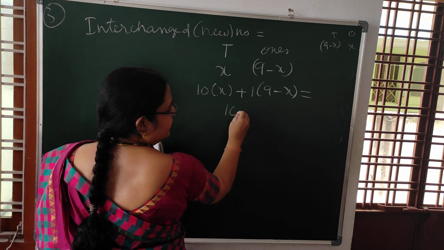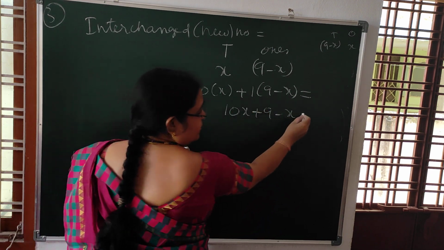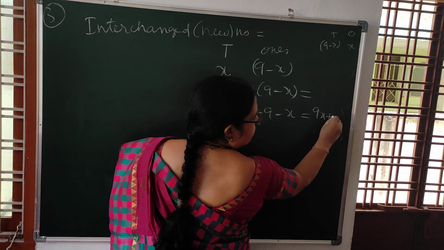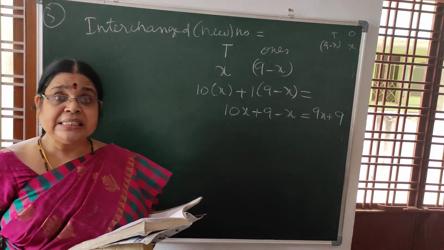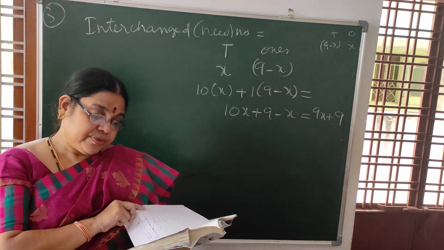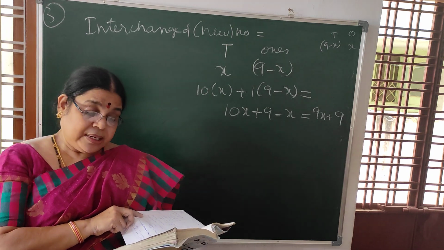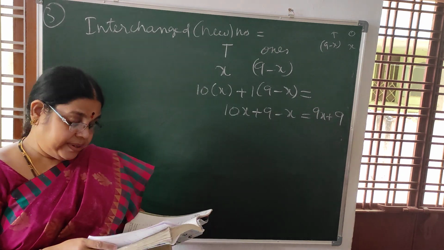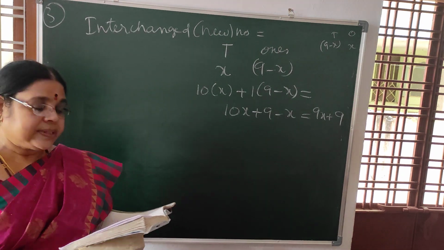So this is 10x plus 9 minus x is equal to how much? 10x minus x is 9x. 9x plus 9 is the interchanged number or new number. Now after that what happened here? The resulting new number is greater than the original by 27. So what is the new number we got here? 9x plus 9. This is greater.